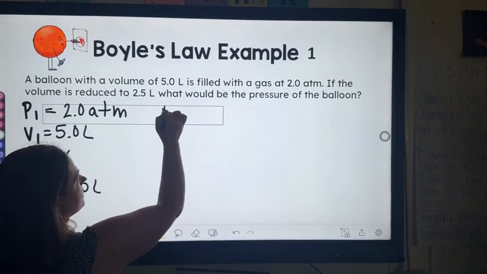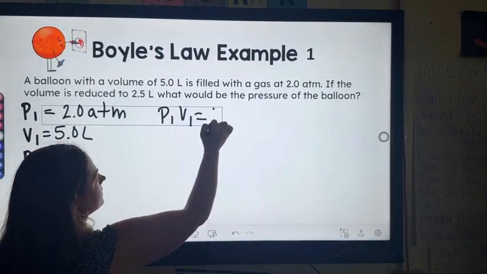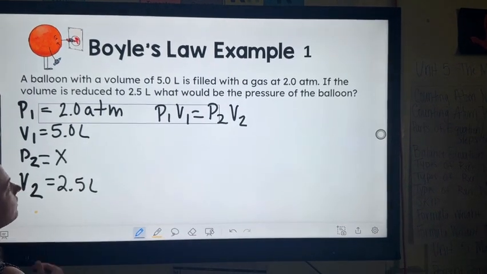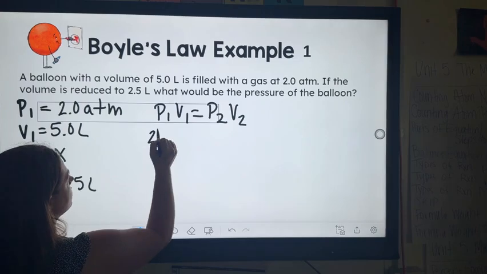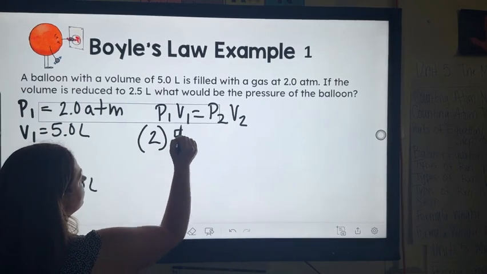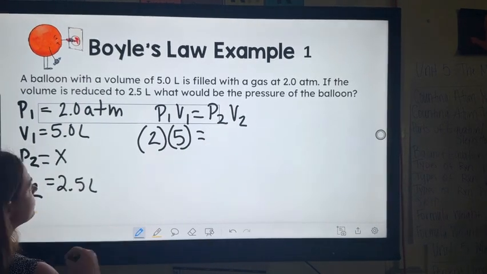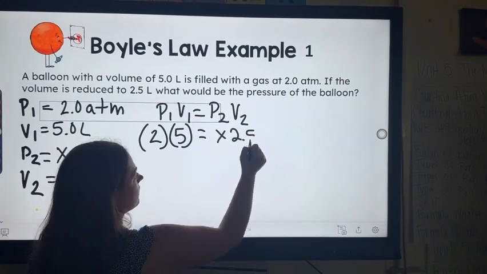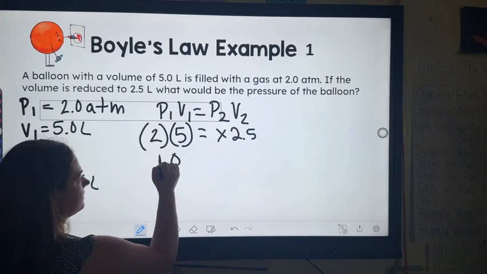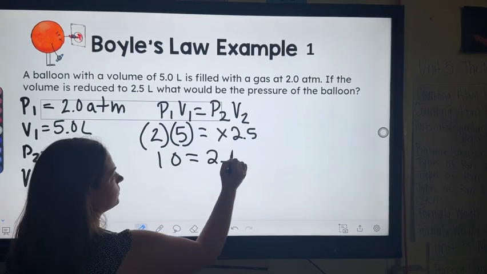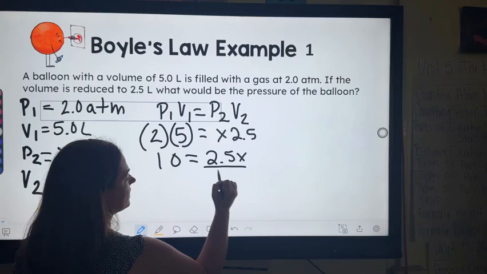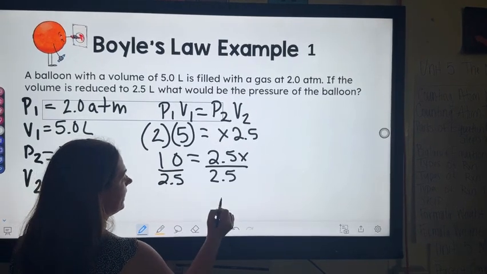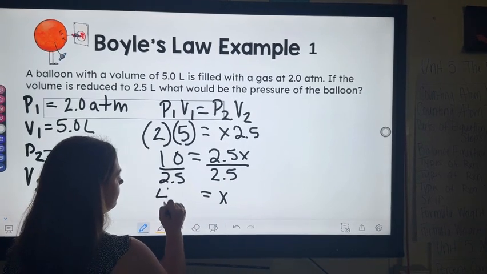We know our equation is P1 V1 is equal to P2 V2. And now we can plug everything in and solve. So P1 is 2, V1 is 5, P2 is our x, and V2 is 2.5. So 2 times 5 is 10, and then we have 2.5x. We're going to divide each side by 2.5, and now x will equal 4.